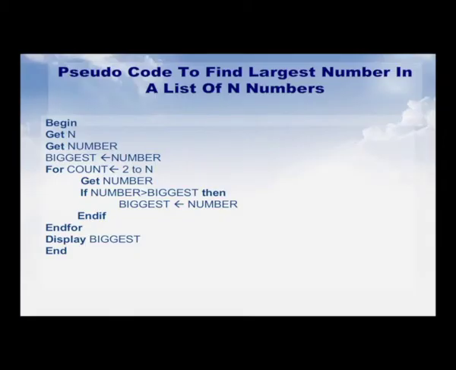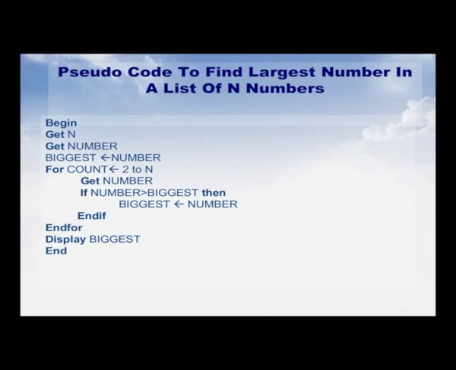To get a better understanding, let us write the pseudocode for another problem of finding the biggest of n numbers. Here you can see that we begin by getting a value n, and also another variable number. We are going to get n numbers from the user, and as we get them we are going to find which is the biggest number.